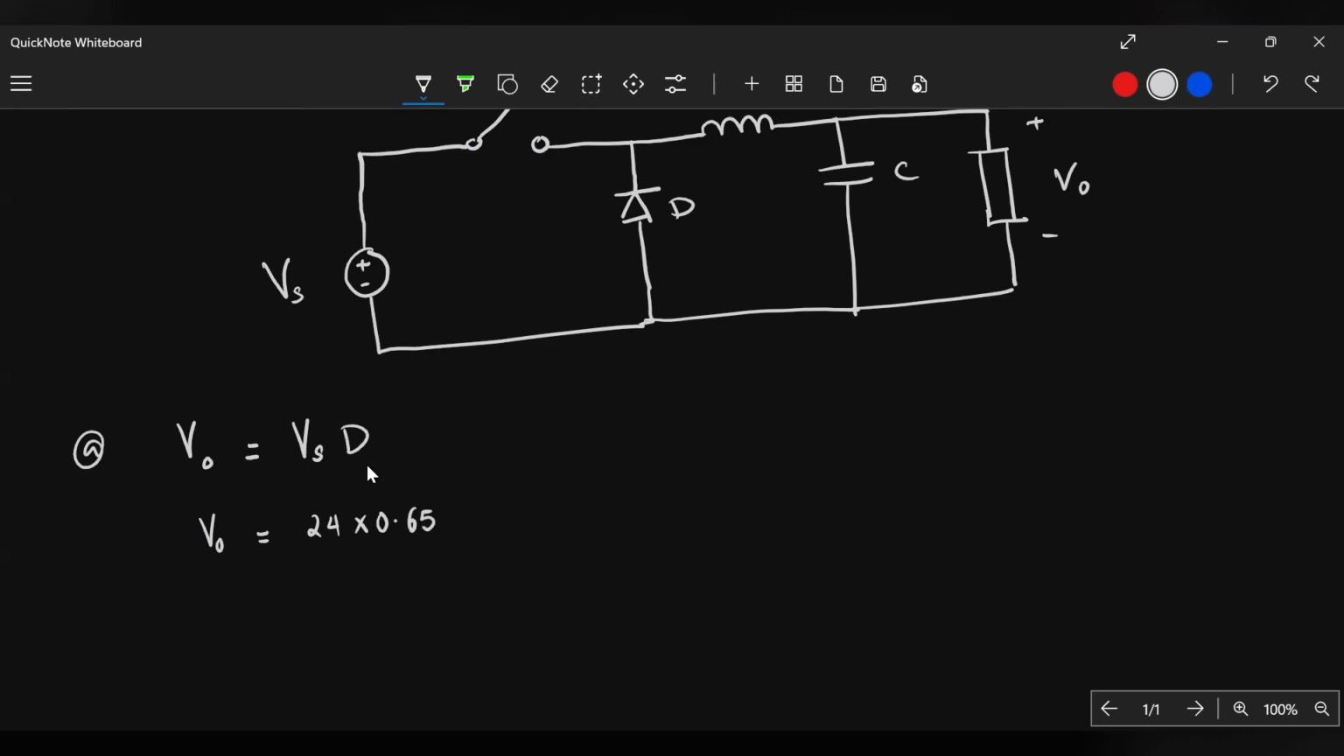From this, we need to calculate the output voltage. Let me just grab my calculator.